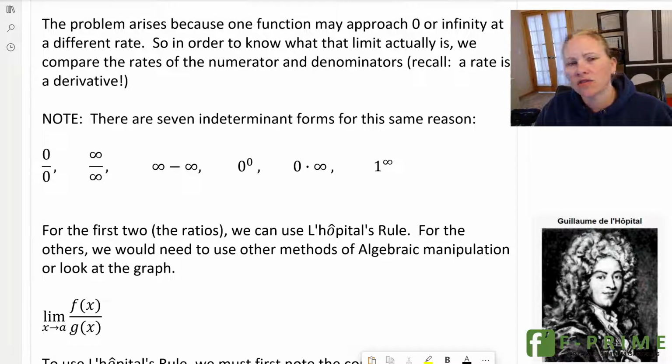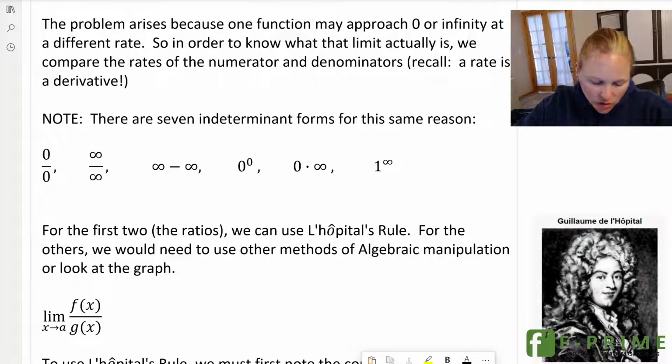So what we need to do is think about these not in terms of their actual values. If I get infinity over infinity or 0 over 0, that means that my function is approaching those numbers. And if one function is approaching them faster than the other, then I can maybe get a better picture of what's going to happen.